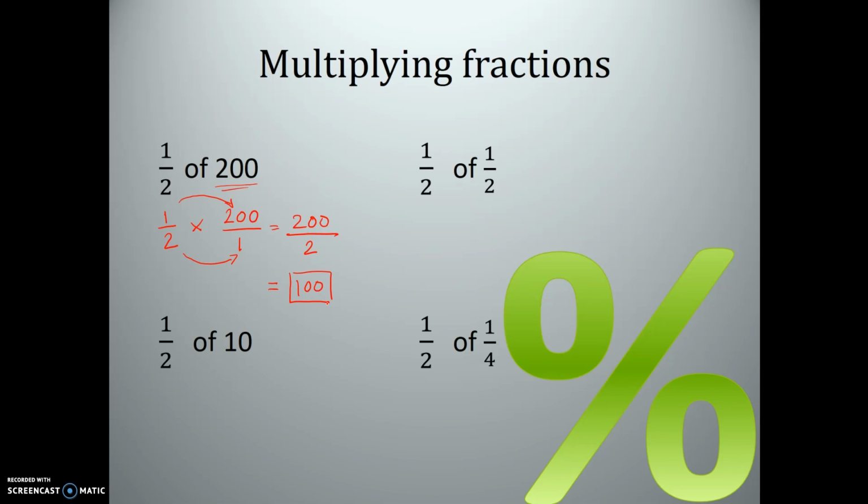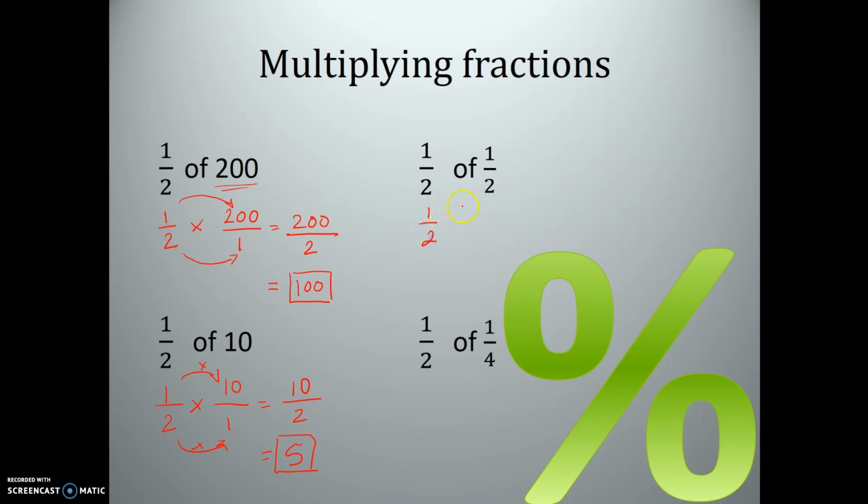Okay, let's do 1/2 of 10. All right, that of is going to become a multiplication sign, and let's change 10 to an improper fraction. Multiply our numerators, we get 10. Multiply our denominators, we get 2 times 1 is 2. And if we simplify that, we're going to get 5. Isn't that cool? Now let's multiply some fractions together.